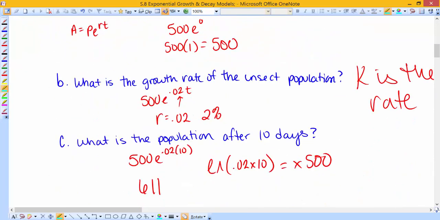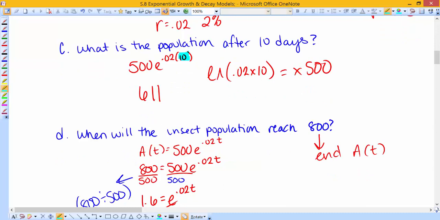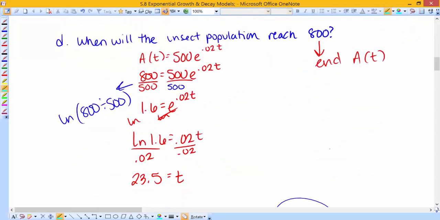Now using the same situation, what is the growth rate of the insect population? Well, here I just rewrote the equation that they gave us. So my growth rate is the 0.02, change it to a percent, and it's 2%. And then the next one, what is the population after 10 days? You plug in 10 for t. Use your calculator.